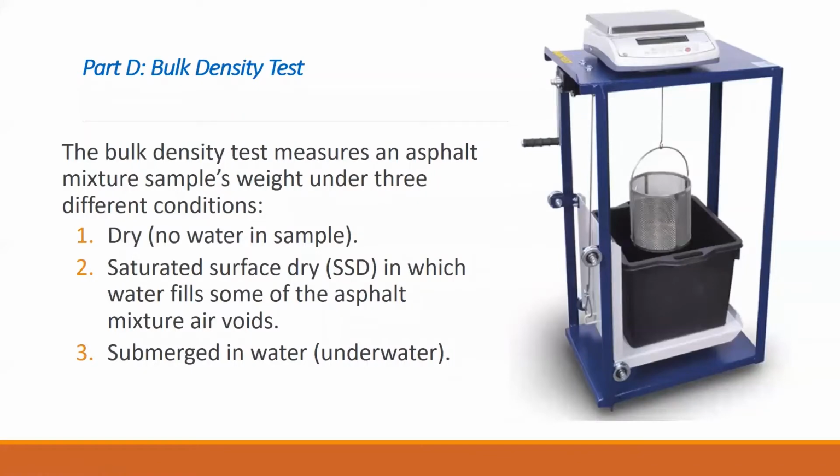For the bulk density test, which is our part D, we also need to take 3 mass readings. But for this one, we are using the cylindrical specimen that we made using the compactor. So we have to take the dry weight of the specimen, the saturated surface dry condition weight of the specimen, and the weight of the specimen when it is submerged in water.